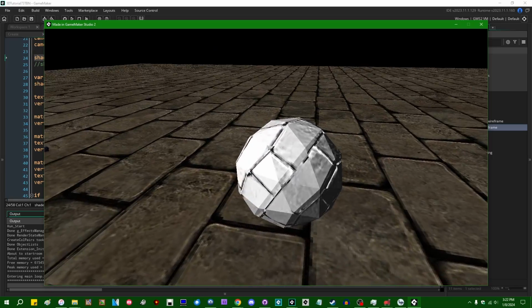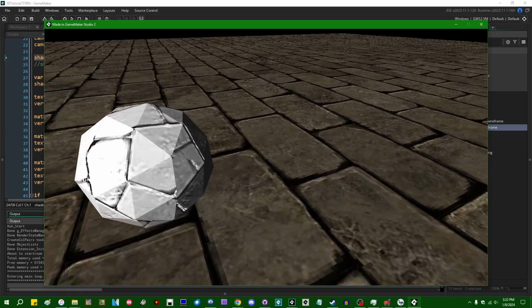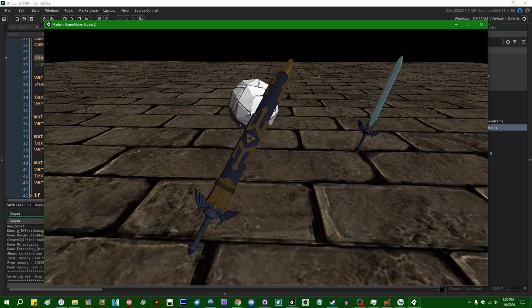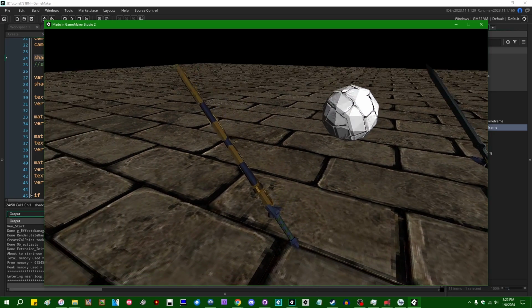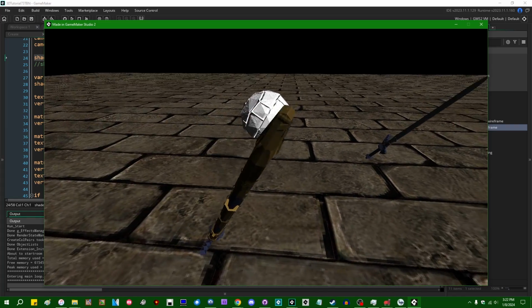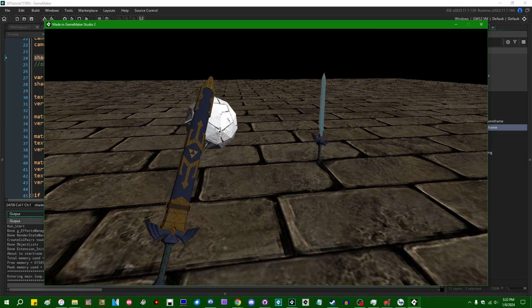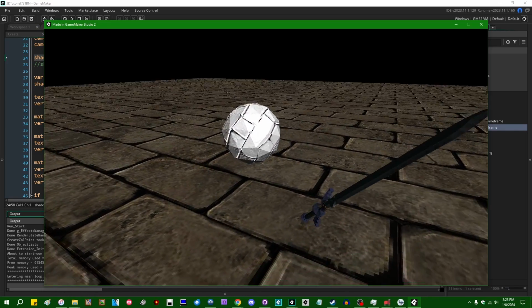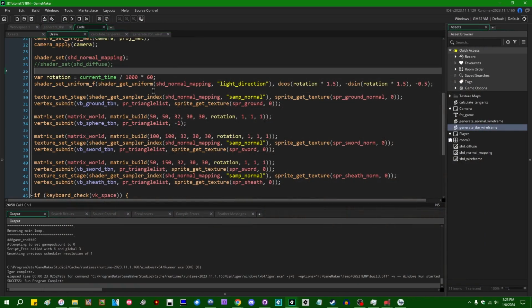All right, we've got normal mapping on that sphere, more or less. We can also see that if we look at, for example, the Master Sword sheath, we can see the effects of the normal map on different parts of that material, the sword itself. So that's working as intended, more or less, which is a good thing.